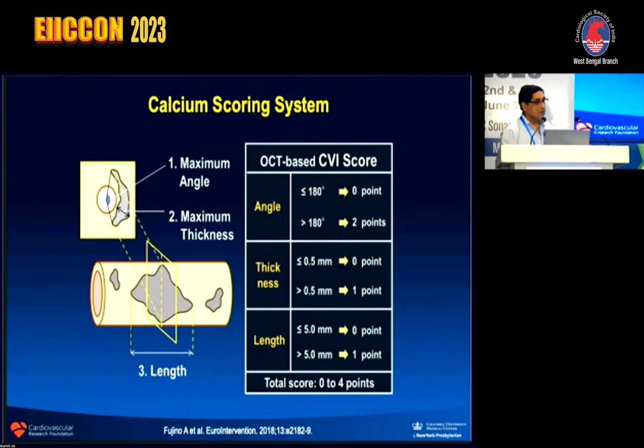So you can have concentric calcium, but the length also plays a significant part in your assessment, and you're giving points to it. The most important, however, is the angle. So if it is 270 degrees or 360 degrees, this is very, very significant. And so we have a total score of 0 to 4 points. And as the score goes higher, the lesser is your likelihood of stent expansion if you haven't cracked the calcium.